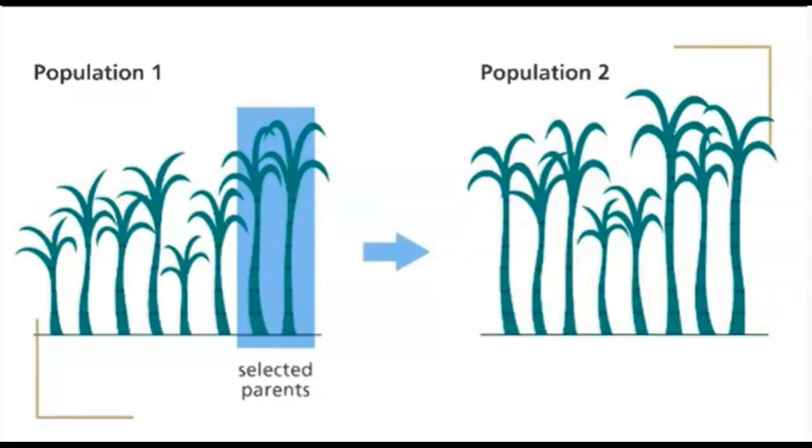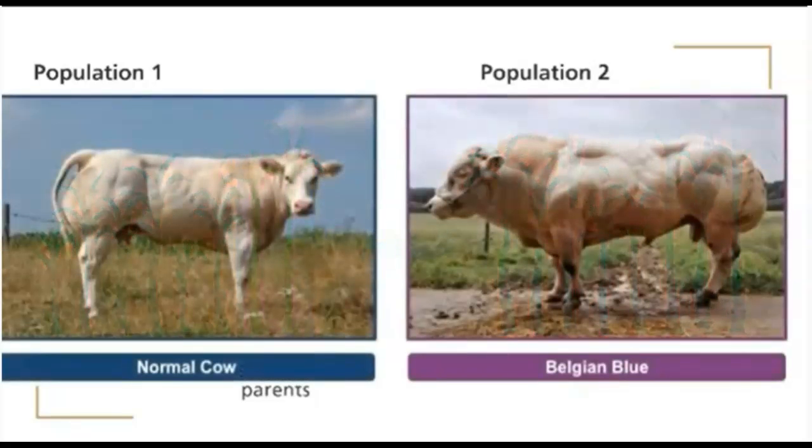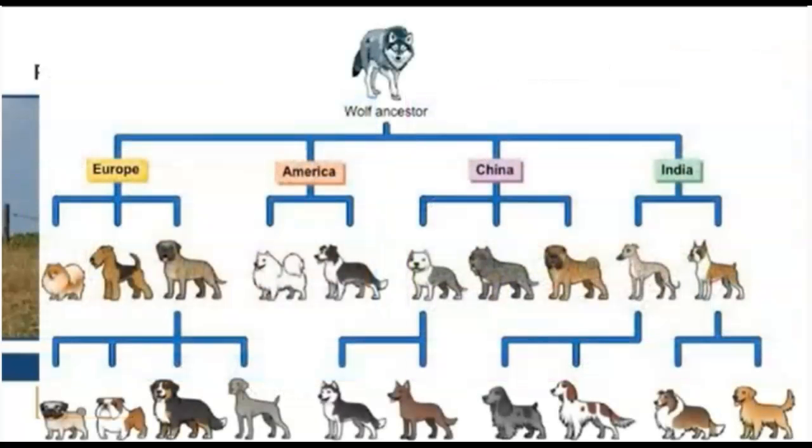This can also be done with ornamental plants with particular flower shape and color, and farm animals that produce better quality meat. Here's your normal cow versus the Belgian blue. And you also have dogs with particular physiques and temperaments suited to do jobs like herd sheep or collect pheasants.